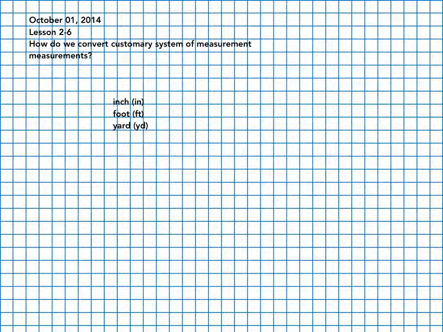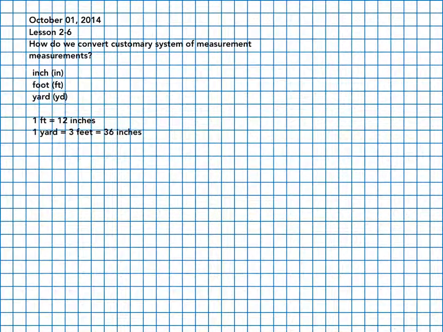And I also want to talk about, let's look at our conversions. Now hopefully this is nothing new to us, but 1 foot is equal to 12 inches. 1 yard is equal to 3 feet, which is equal to 36 inches. Now, that's going to be the basis for all the conversions we are going to be using today.